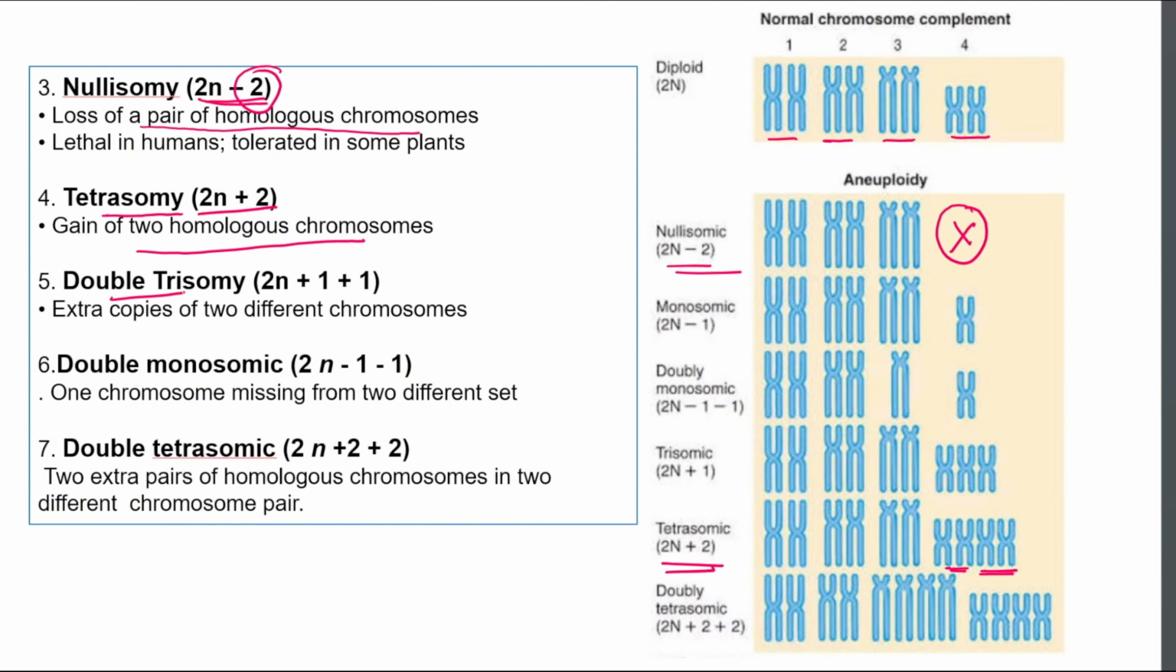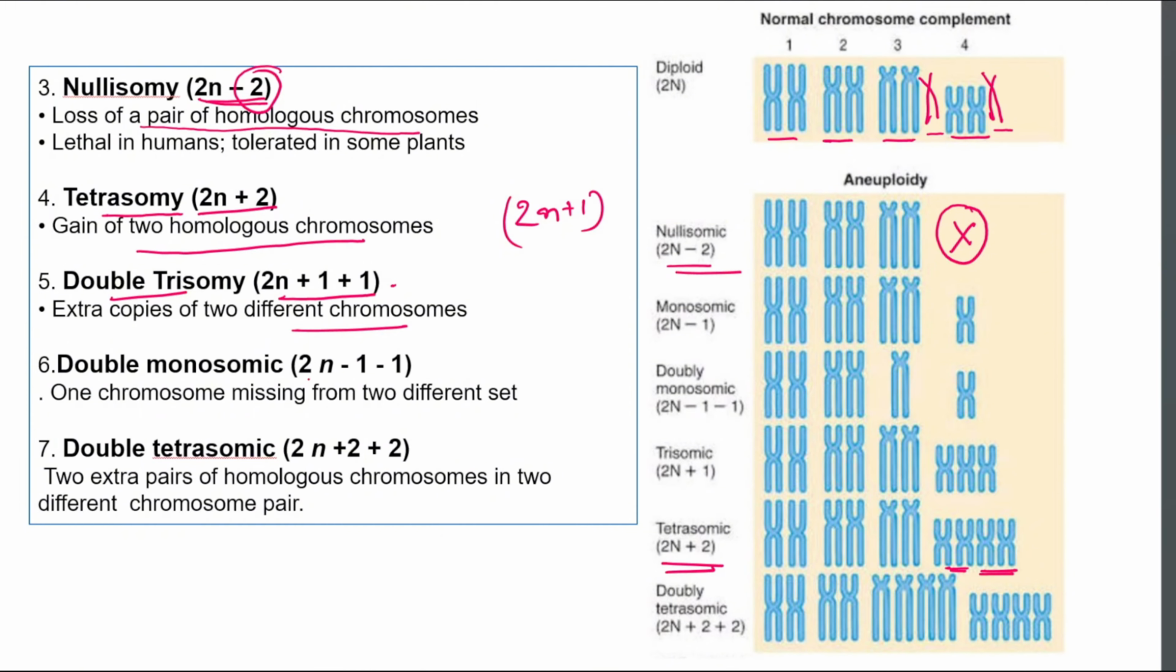Next is the double trisomy, where 2n plus 1 and plus 1. Trisomy means 2n plus 1. So double trisomy means 2n plus 1 and plus 1, where an extra copy of two different chromosomes is added. Like here chromosome 3 and chromosome 4. Here one chromosome is added, here one chromosome is added. So this is the double trisomy, an extra copy of two different chromosomes. That is called double trisomy.